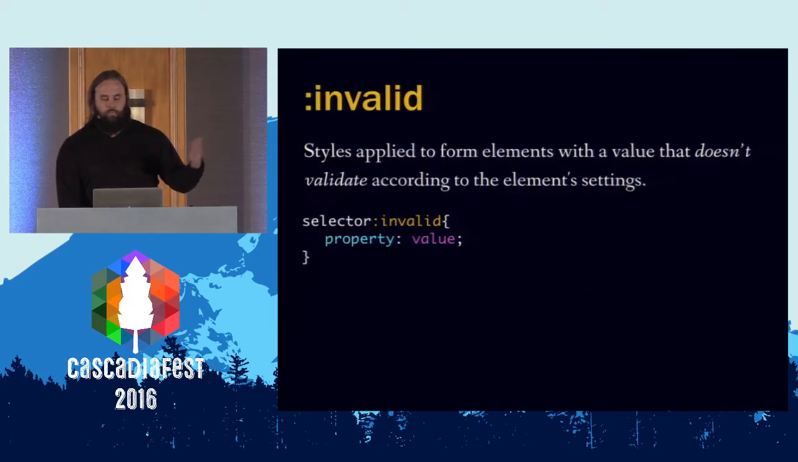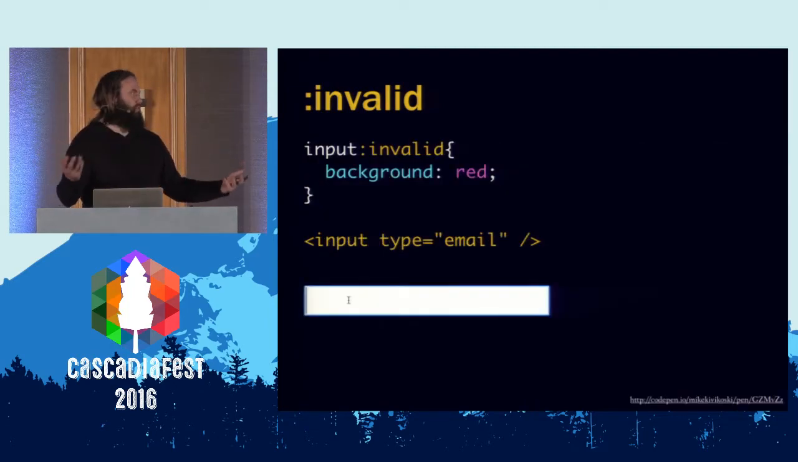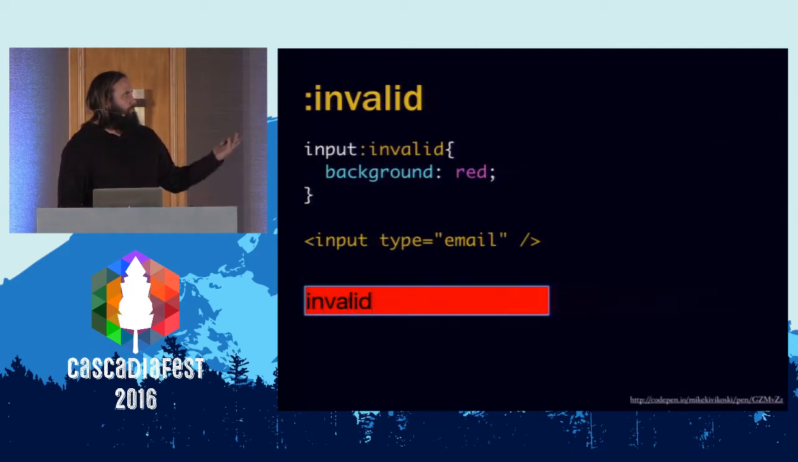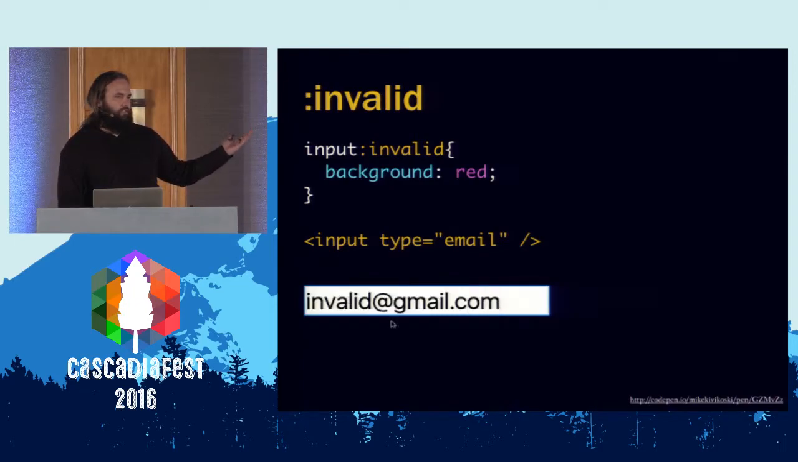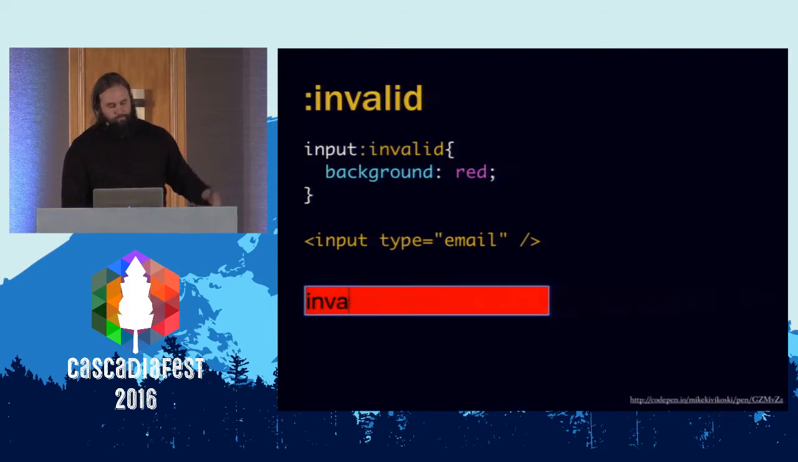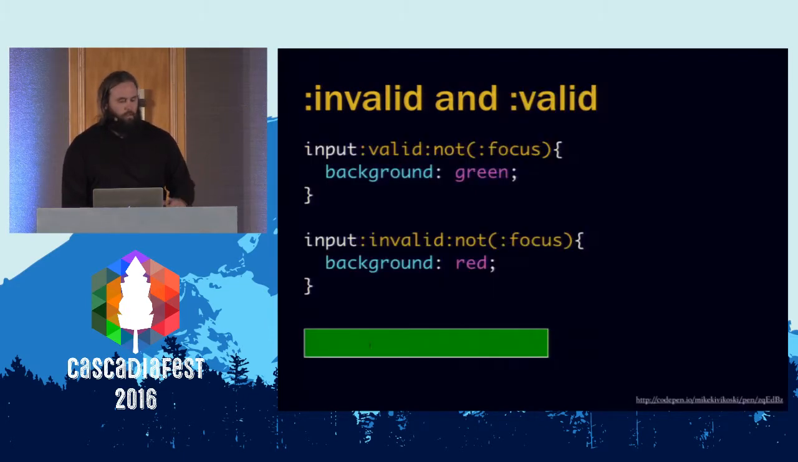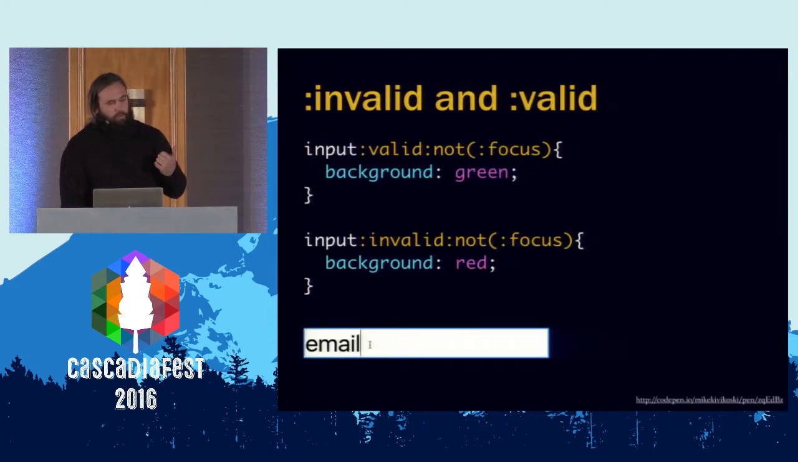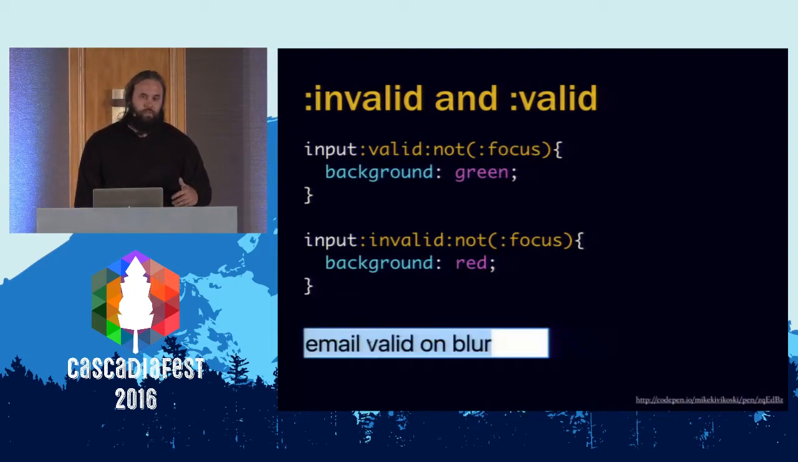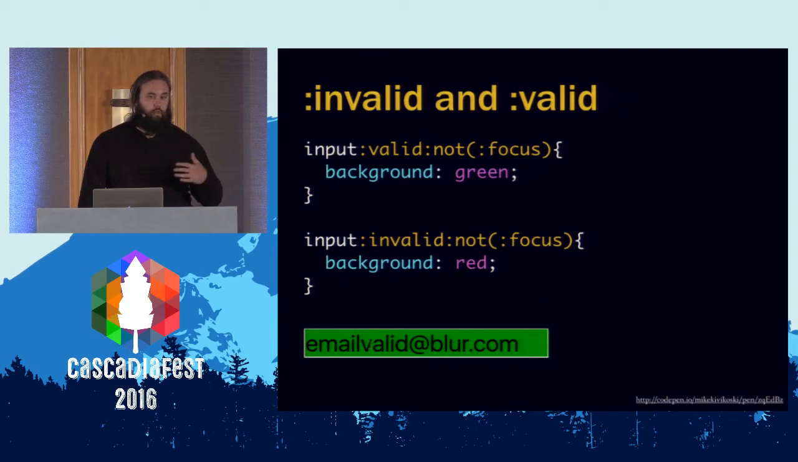Invalid does the same thing, but it's when an element is invalid. So it gives you the type. And so that's not a valid email, but it registers as a valid email. So again, you just want to use some caution if you're only relying on this. You can use them both, and you can actually use the negation not along with focus, so that instead of validating on every key up, you can just validate it when it blurs.